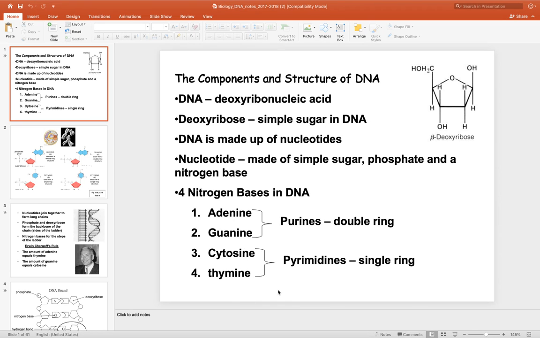Your pyrimidines are going to be your cytosine and thymine. They're single ringed, and again, an easy way to remember that is the number of N's. There's 1 N here and 1 N here, so that makes them single ringed. To determine whether you have purines or pyrimidines, remember the Y in pyrimidines. Cytosine has a Y in it, thymine has a Y in it, but there are no Y's in adenine or guanine, so your pyrimidines are cytosine and thymine.